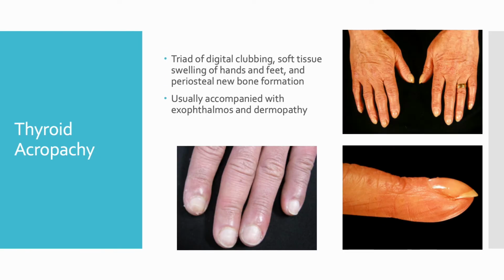The nails may be affected in hypothyroidism, and we sometimes see a triad of digital clubbing, soft tissue swelling of the hands and feet, and periosteal new bone formation that may be identified on X-ray. And this triad is called thyroid acropathy, and it's often associated with hypothyroid disease, exophthalmos, and pretibial myxedema. So thyroid acropathy: digital clubbing, soft tissue swelling of the hands, periosteal new bone formation.